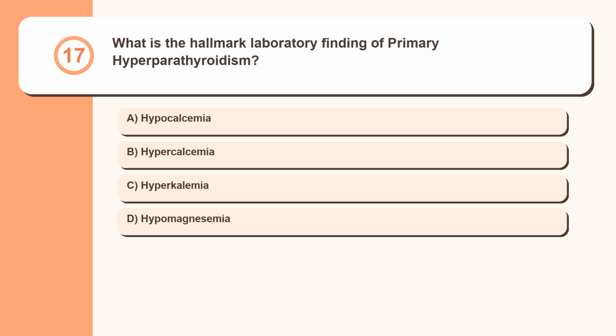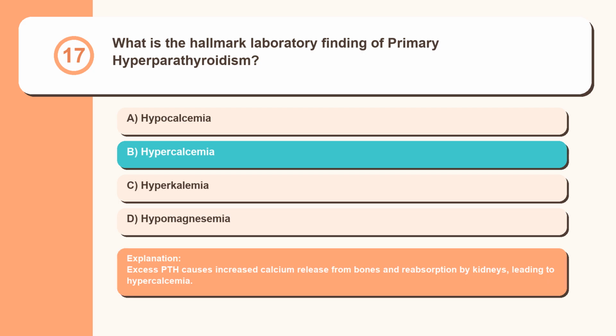Question 17. What is the hallmark laboratory finding of primary hyperparathyroidism? Hypocalcemia, hypercalcemia, hyperkalemia, hypomagnesemia. Excess PTH causes increased calcium release from bones and reabsorption by kidneys, leading to hypercalcemia.